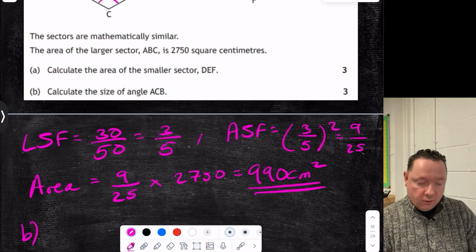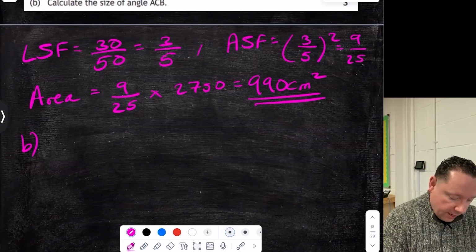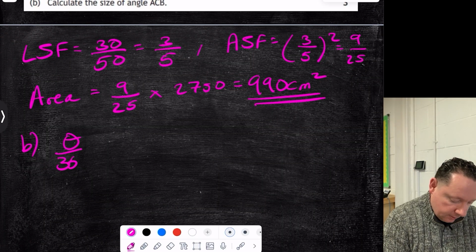It says calculate the size of angle ACB. So we're in the big sector, and we know that if we've got an angle, then angle over 360 times pi r squared, because we're doing sector area, equals the area.